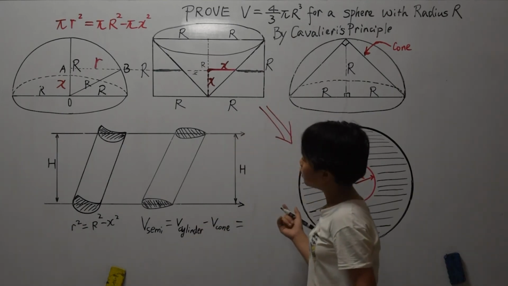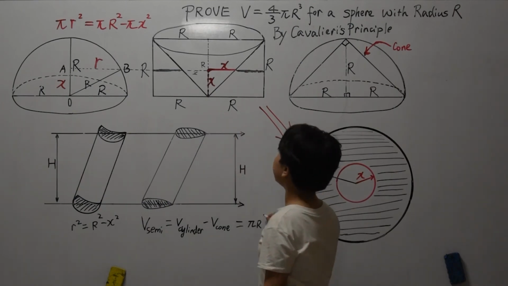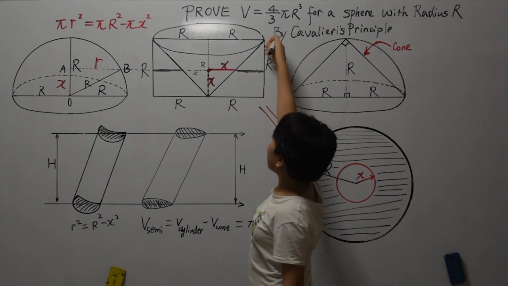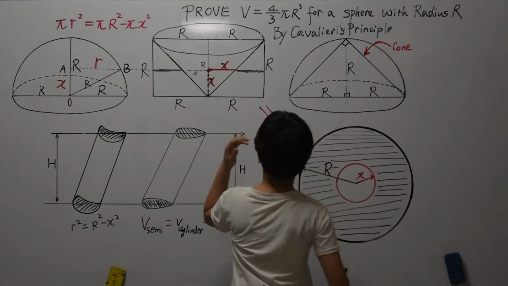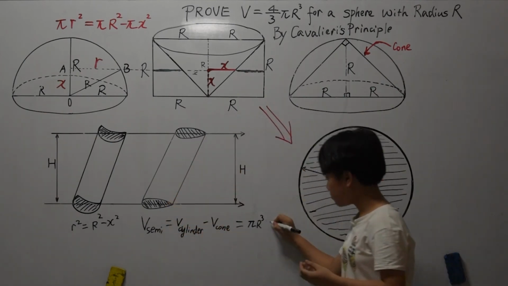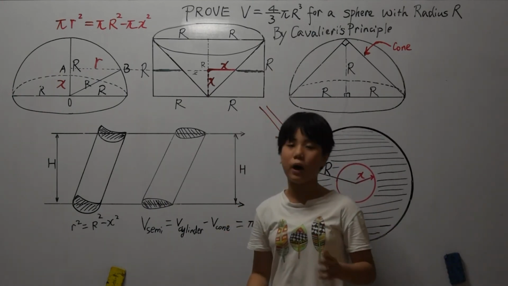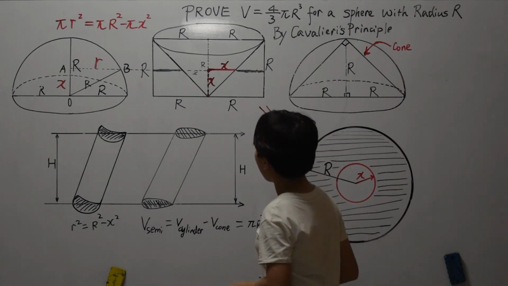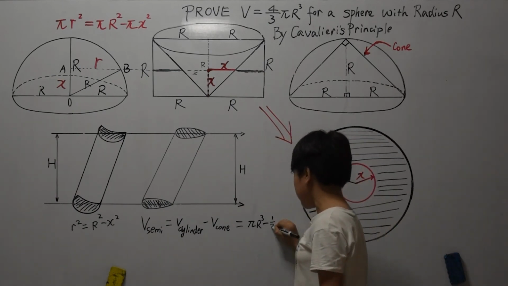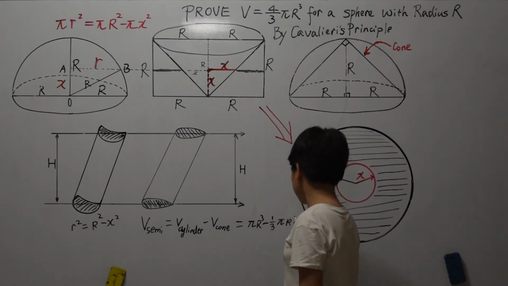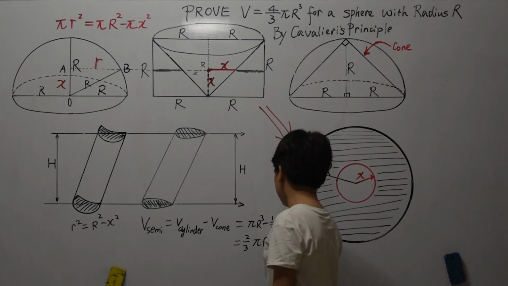So what's the volume of the cylinder? It's basically pi r squared times the height. The height is also r, so it becomes pi r cubed. Then what about the cone? The cone is basically minus this part. The volume of a cone is 1 over 3 pi r squared times the height. But the height is also r, so it becomes 1 over 3 pi r cubed. Then this will be equal to 2 over 3 pi r cubed.